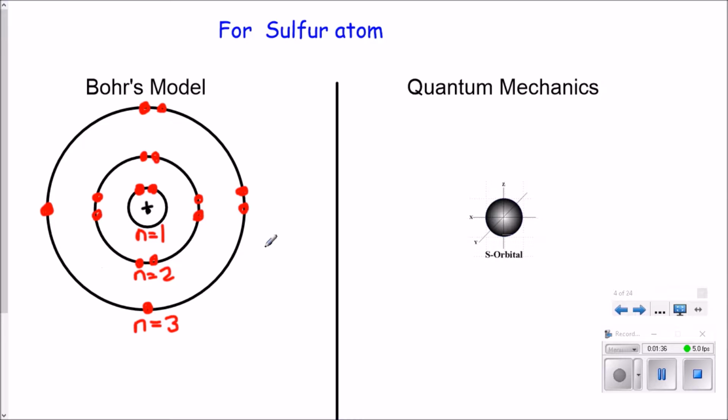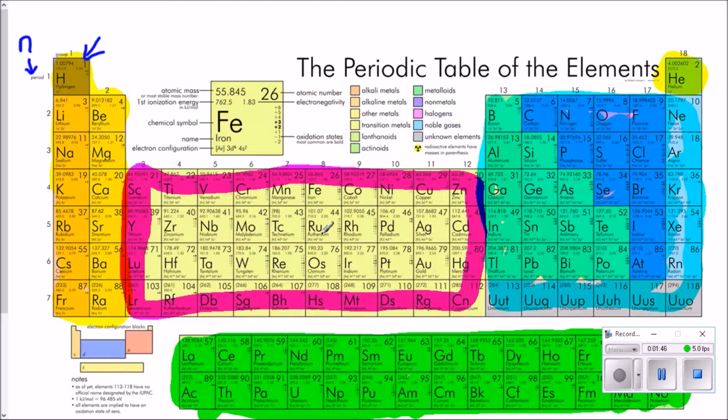Now with quantum mechanics, we no longer think about electrons being in orbits. We think about them being in orbitals, or three-dimensional space. Quantum mechanics still has the periods. It still recognizes the first quantum number, which is represented by the letter n. Hydrogen and helium both have electrons, and their only electrons sit in the first period. You have the second period, which is n equals 2, n equals 3, and so on.